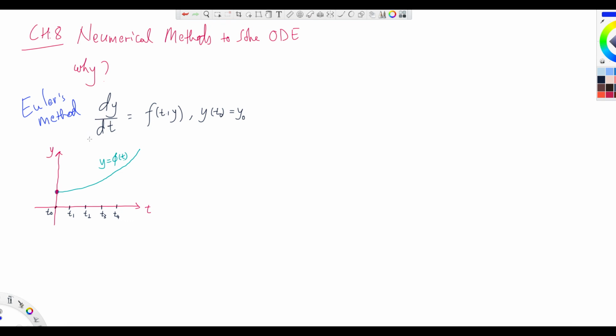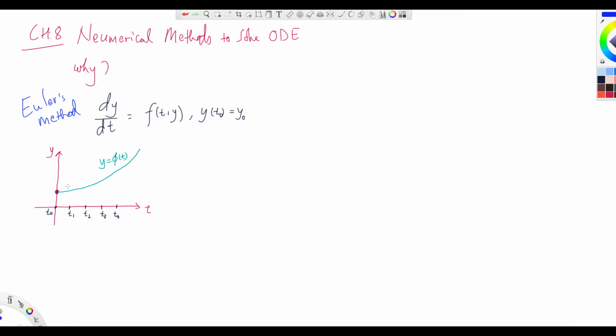Suppose this is the differential equation. On the right hand side there is f, a function of t and y. We don't know what that function is, there can be any combination of t and y. And y at t0 equals y0. Suppose y equals phi of t is the solution of this equation. We don't know how to find that solution, but suppose that is the solution. Now, to approximate the solution of this differential equation, we start with the initial condition. What is the initial condition here? At t0 the value is y0.